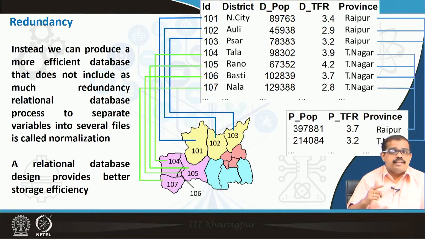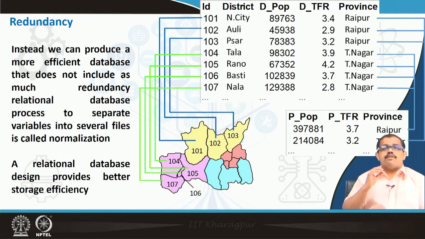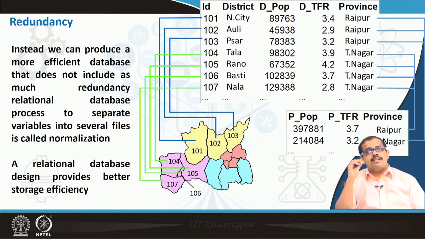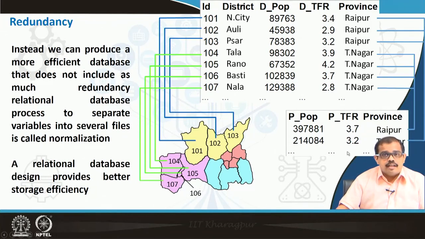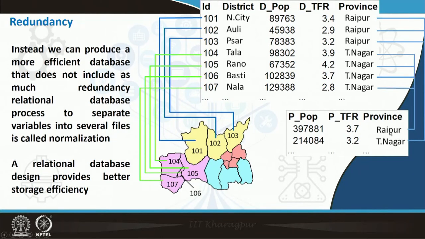So, redundancy is what you have to remove from your database. Now, if you ask me how I actually remove the entire redundancy, what I have done here is I have given province in a different database. You can see that Raipur and T Nagar are represented here, instead of representing it in the main database. When I connect this with relations, it becomes the same database. It is only stored separately, so that you do not repeat it in the same database.